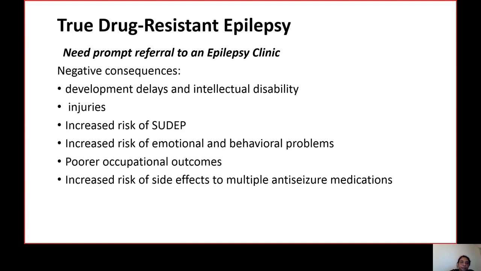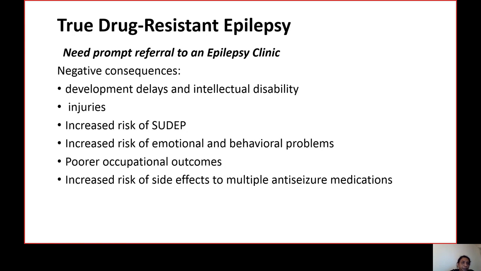Okay, so when you have true drug-resistant epilepsy or true intractable epilepsy, obviously when you encounter such a patient, they need to be promptly referred to an epilepsy clinic. As we know in Sri Lanka, now we have pediatric neurologists who are scattered around the country. So obviously they need to be referred to that sort of a clinic where they have much expertise in managing these patients.